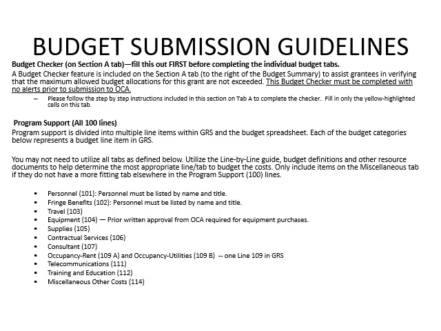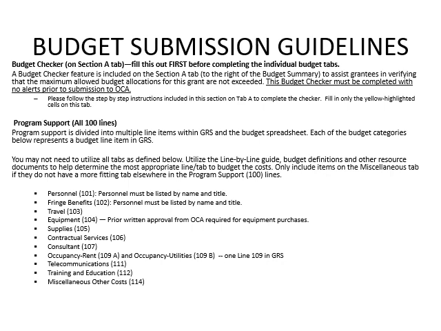So the budget checker that has been included on Section A tab. You need to fill this out first before completing the individual budget tabs. The budget checker feature is included on the Section A tab, again to the right of the budget summary, to assist grantees in verifying that the maximum allowed budget allocations for this grant are not exceeded. The budget checker must be completed with no alerts prior to submission to OCA. Please follow the step-by-step instructions included in the section on tab A to complete the checker. Fill in only the yellow highlighted cells on this tab.